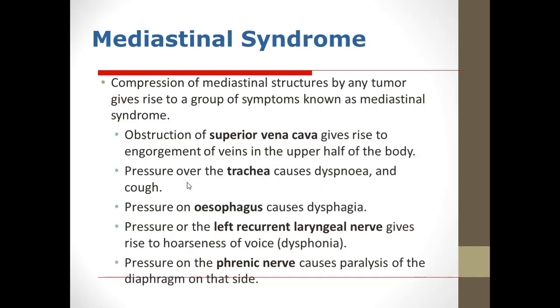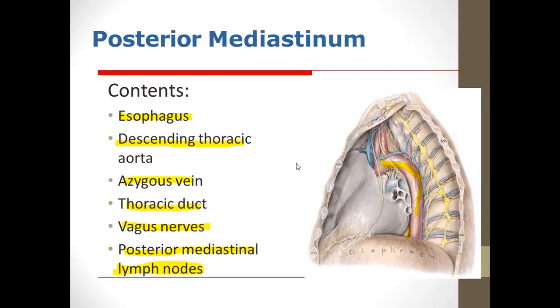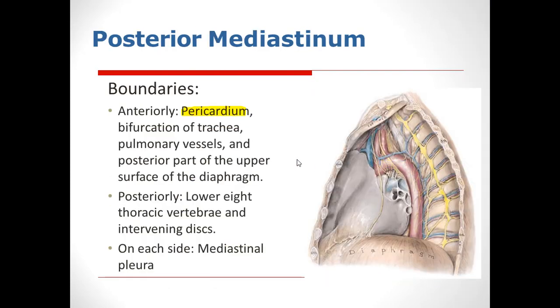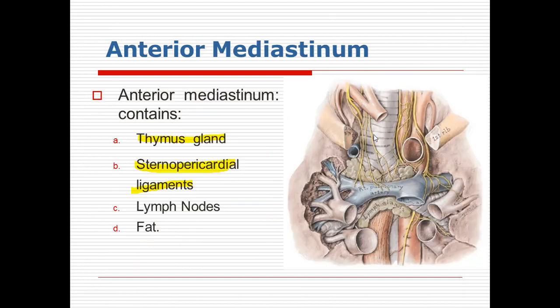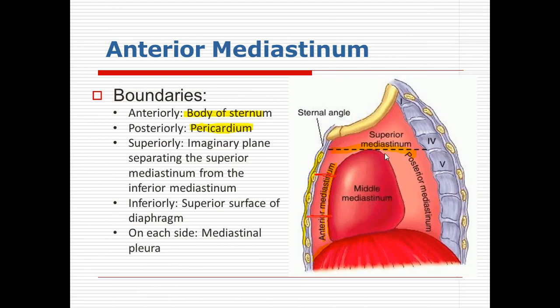Then we have mediastinal syndrome. Mediastinal syndrome is compression of any of the mediastinal structures by any tumor, which produces a group of symptoms that is known as mediastinal syndrome. It most commonly involves the superior mediastinum because all other mediastina are very small areas. The superior mediastinum is a relatively wider space, so it mostly occurs in the superior mediastinum.